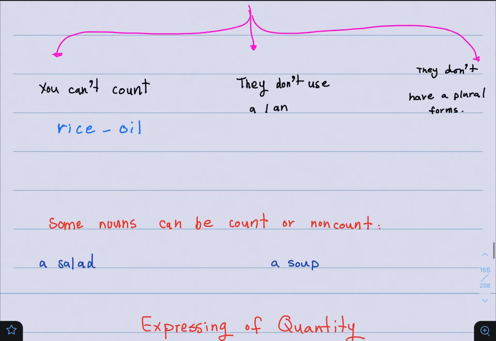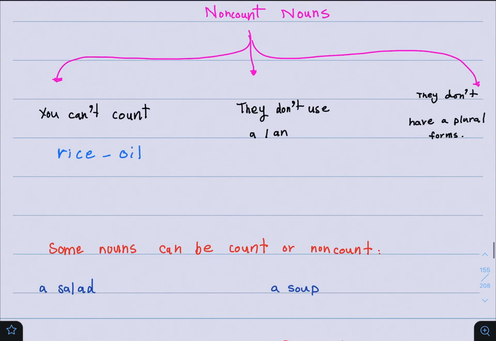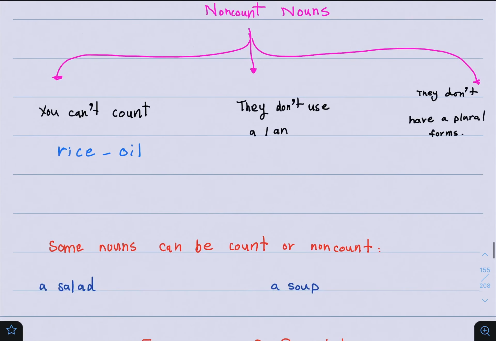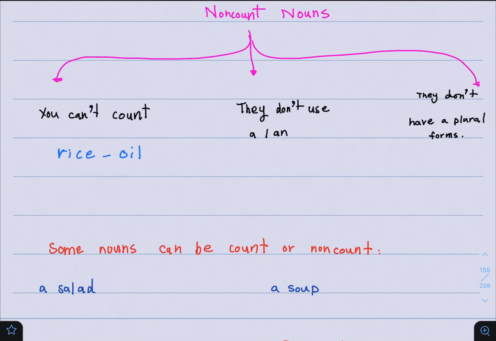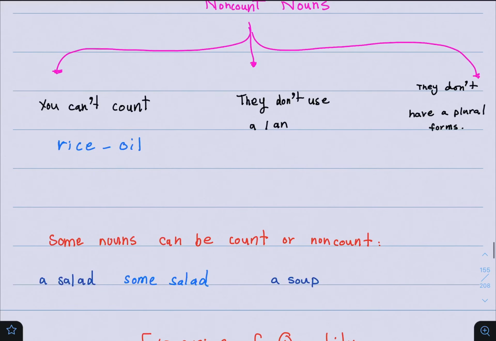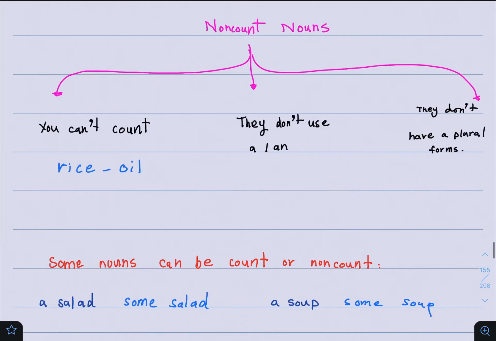Now here, some nouns can be count or non-count. بعض الأسماء ممكن تكون معدودة وفي نفس الوقت غير معدودة. Here, a salad, and it can be as well some salad. فهنا هذه الأسماء تعتبر معدودة وبرضو غير معدودة. A soup can be also some soup. Now this is regarding the first thing, which is count and non-count nouns.